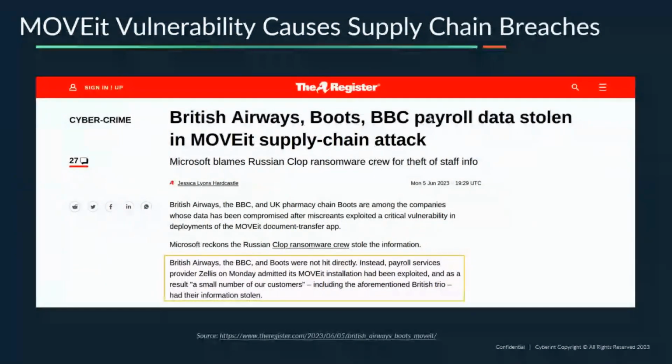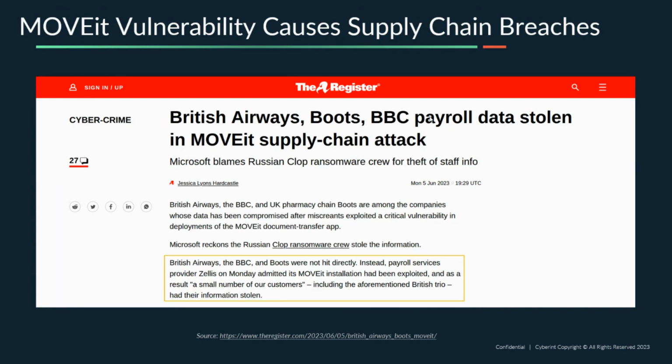Okay. Moving on to a different type of breach. This is the MOVEit vulnerability that was just very recently disclosed. And if we have some time, I'll show you a few examples from the wild. This is also an interesting case.